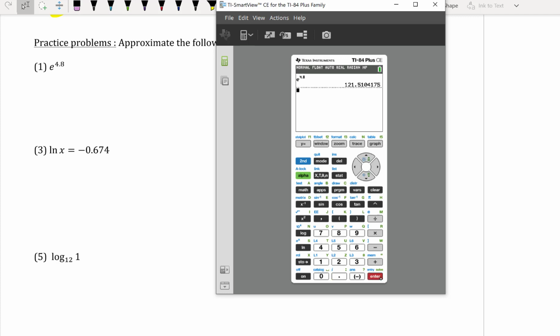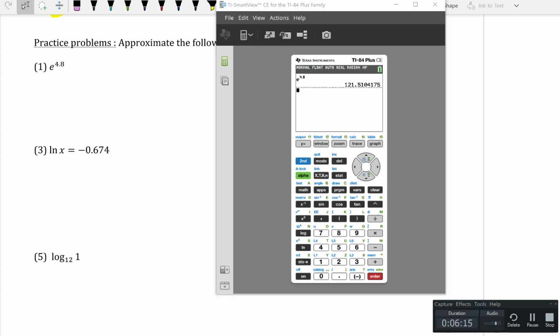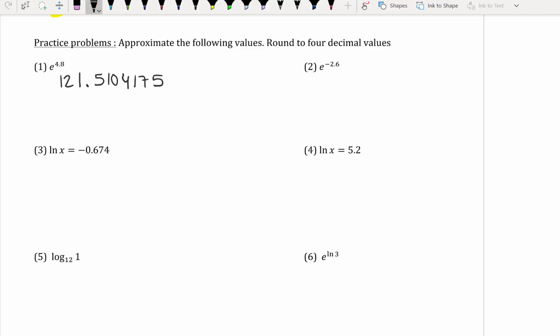And I get 121.51041 75. So I'm going to go ahead and write down that answer. So I wrote down that answer. And notice how it's specifically asking me to round to 4 decimal places. So if I count to 4, 1, 2, 3, 4, this is the 4th decimal.